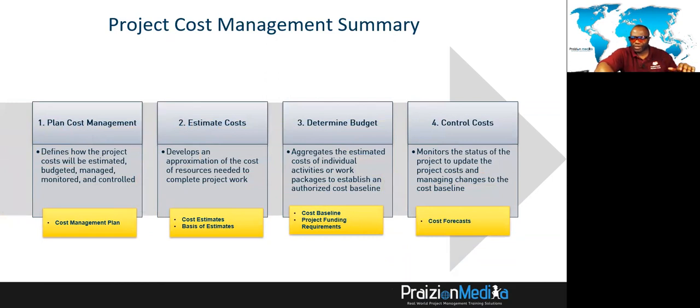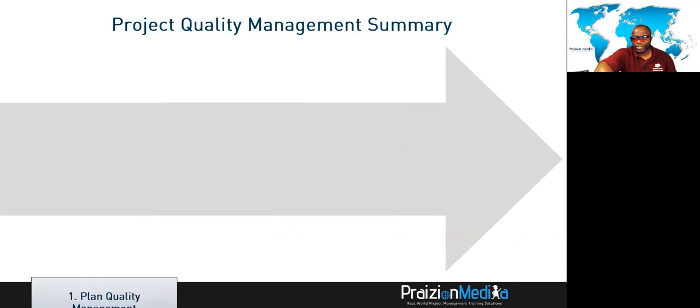Now, I'm not recommending knowing the formulas, but I am recommending knowing the formulas for earned value, not for the forecasting per se, but the earned value. So I'm talking about SPI, CPI, CV, SV, know those and the implication of those.